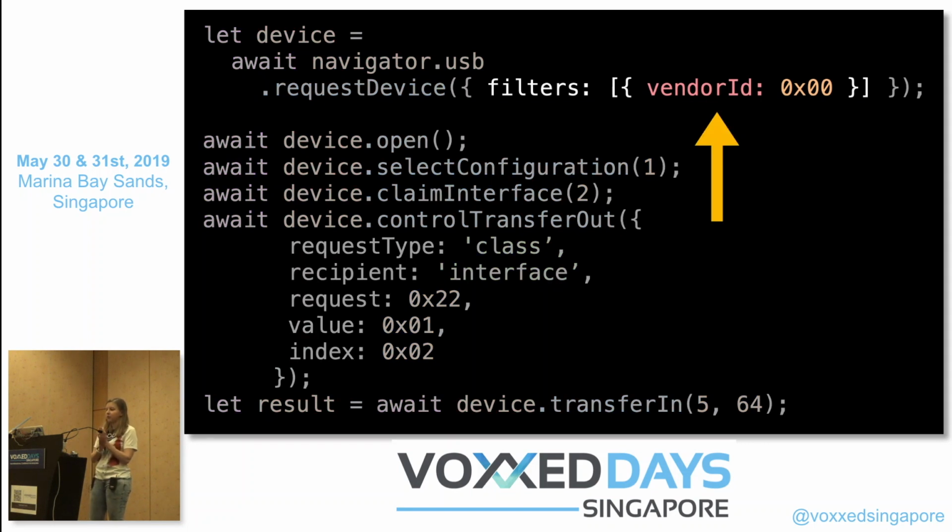So we have this part here, the filters. The filters are how we filter out which USB device we're looking for. We can filter by vendor ID, which is an ID assigned to the manufacturer by the USB Standards Committee. Or you can filter by product ID, which is the ID that the manufacturers assigned to each of their products. They're hexadecimal numbers, and there's different ways to find them on different operating systems.